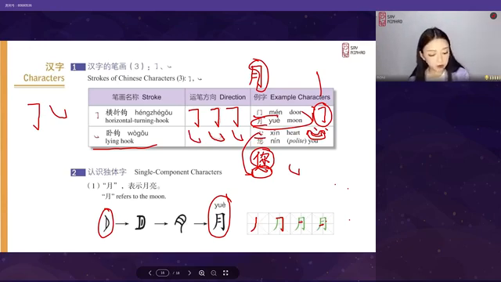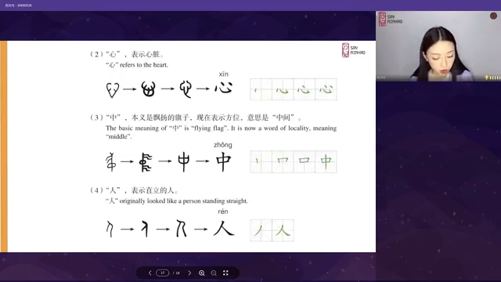Try to write it with me. First, left turning, horizontal turning hook, horizontal, horizontal. This is 月. Left turning, horizontal turning hook, horizontal, horizontal. 月.